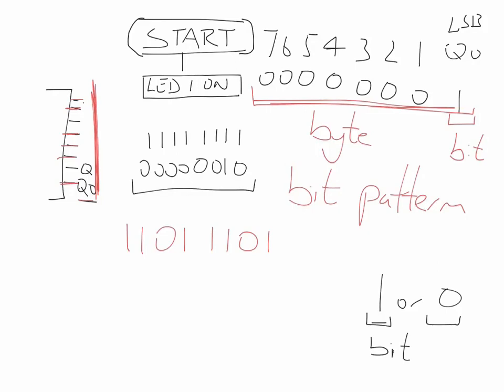All of the ones highlighted in red would be on, off, on, off, on, starting with the least significant bit, and the least significant bit is Q0, and we work our way across. So what does that look like in a flow chart?